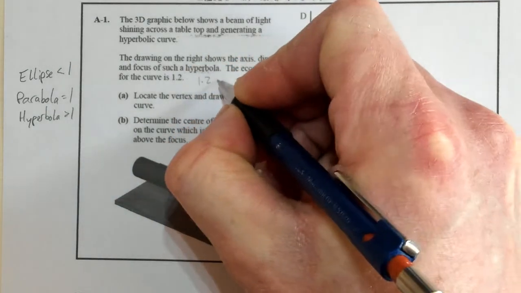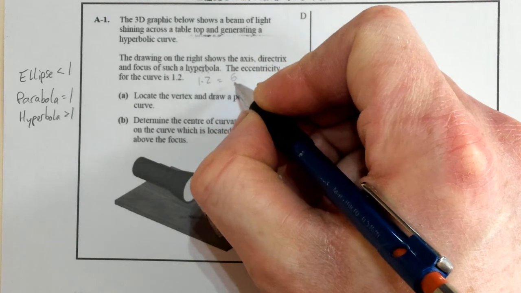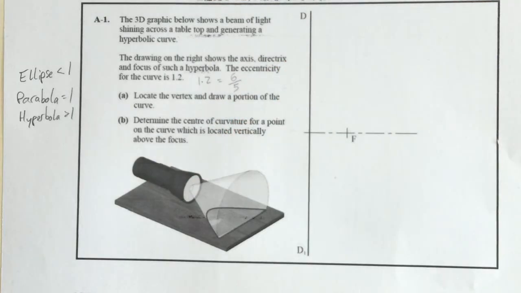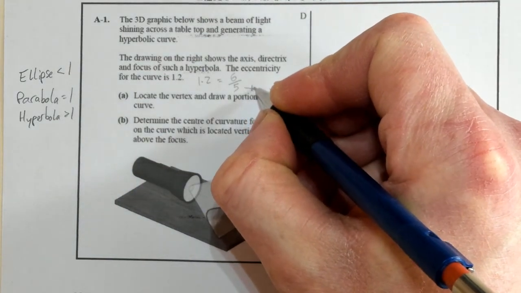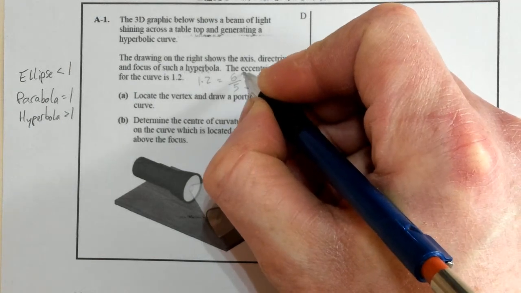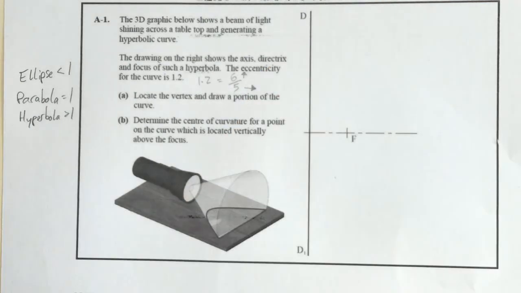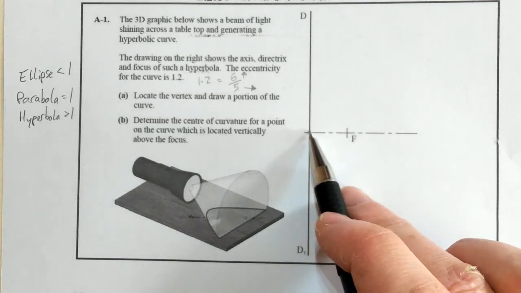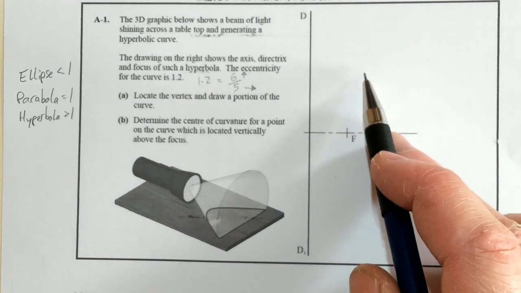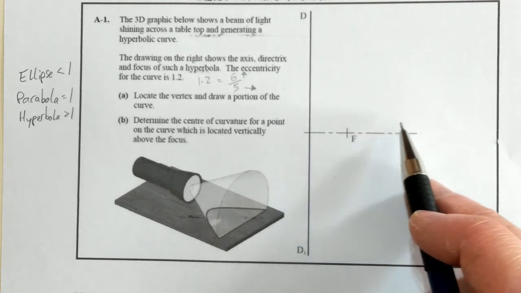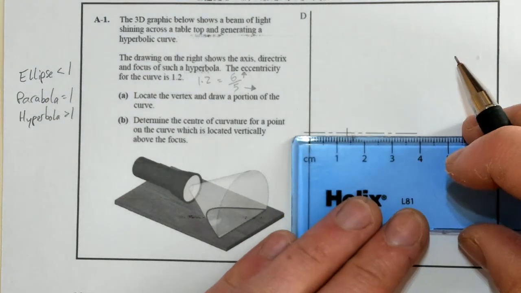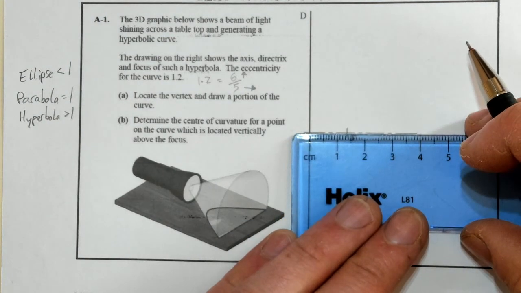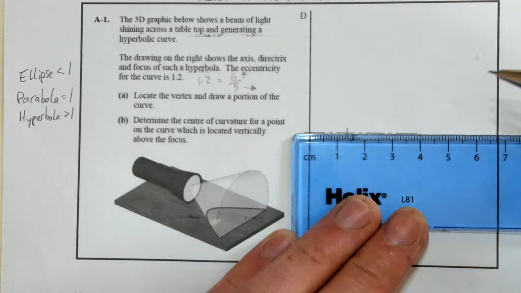So 1.2 would equal 6 over 5 as a fraction. Next thing then, to actually put in this, we would measure across 5 units, we would measure up 6. So you could measure across 25 millimeters and up 30 millimeters, you could measure across 50 millimeters and up 60, and so on. And the further you go out, the more accurate your drawing or your line of eccentricity will be.